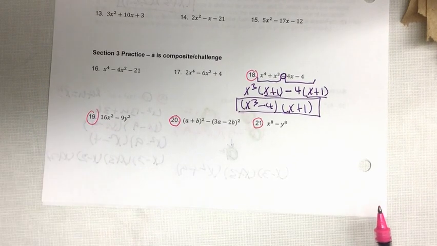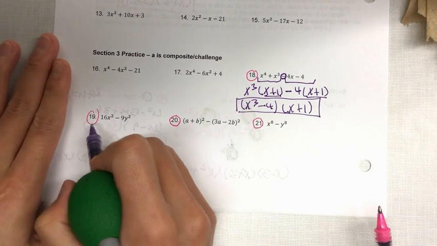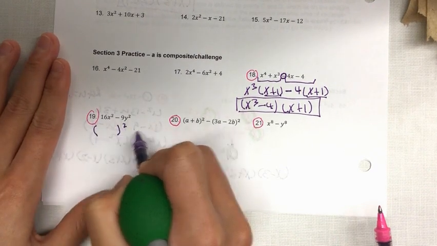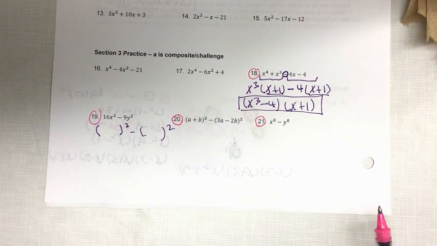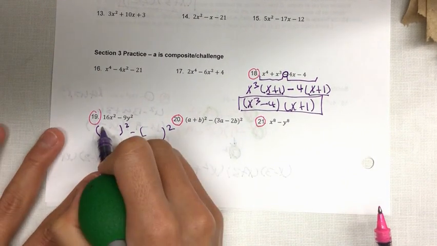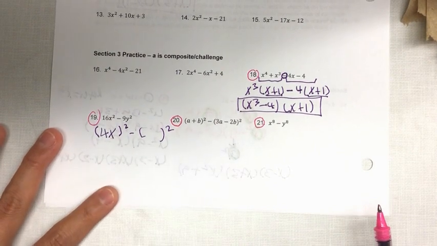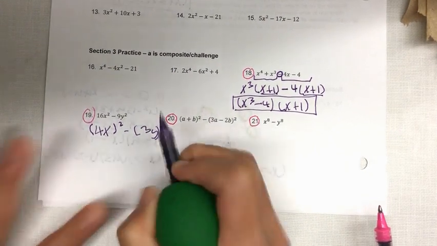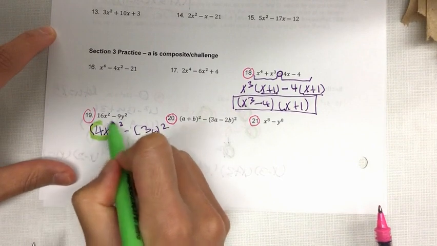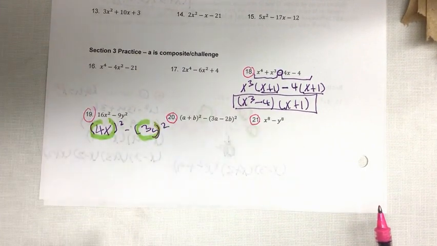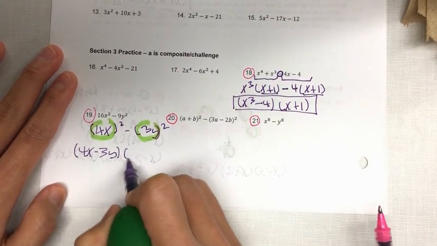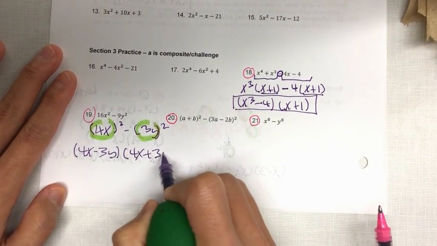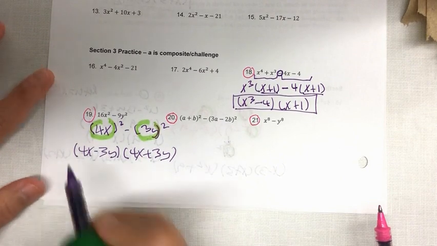Okay. On number 19, is this difference of two squares? Yes. So let's go ahead and write it as a chunk squared minus chunk squared. So 16 can be written as what? 4 and the x. What about 9y squared? 3y. So all of that we're going to take. So when I do, we get 4x minus 3y and 4x plus 3y. Boom, done.